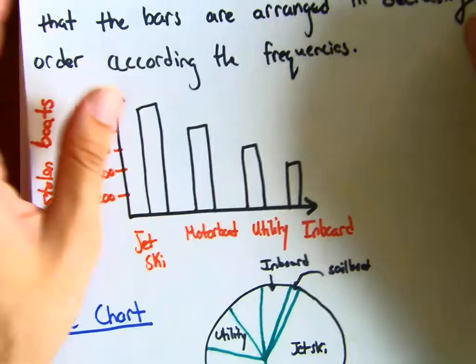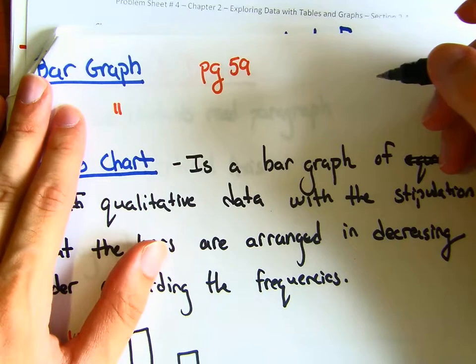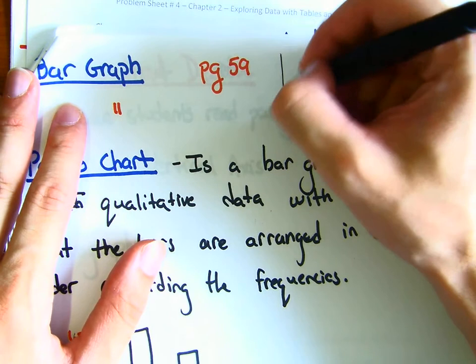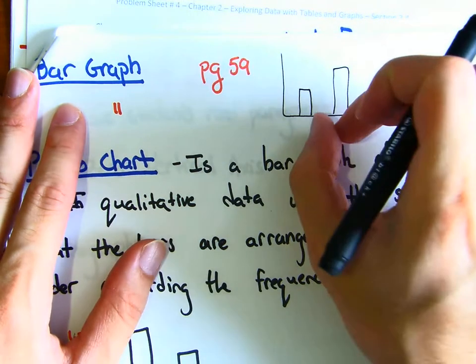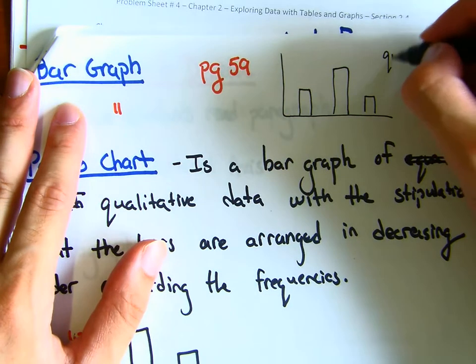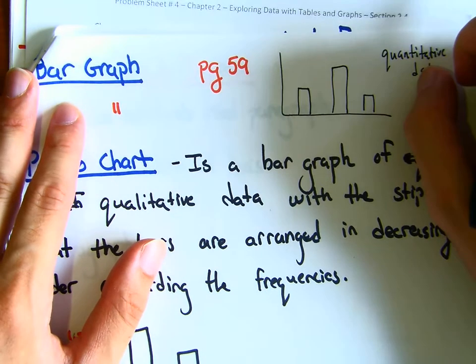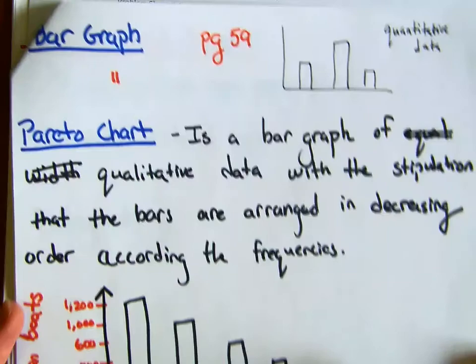Let's go with the next one. A bar graph is pretty straightforward. It's kind of like a histogram, but notice that the bars don't have to be smushed together. You could just have some sort of quantitative data and put them in bar graphs. I'm pretty sure we've all seen a bar graph.